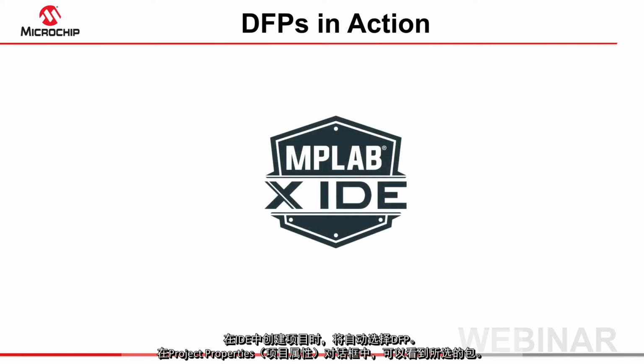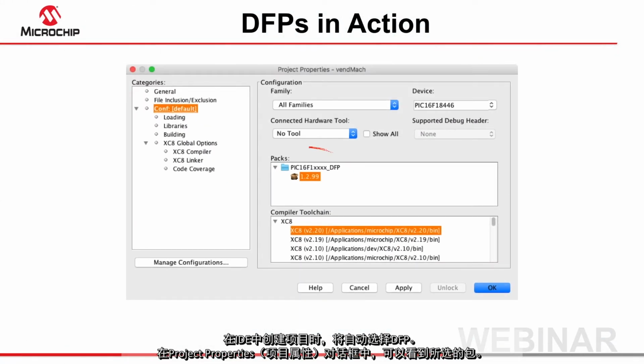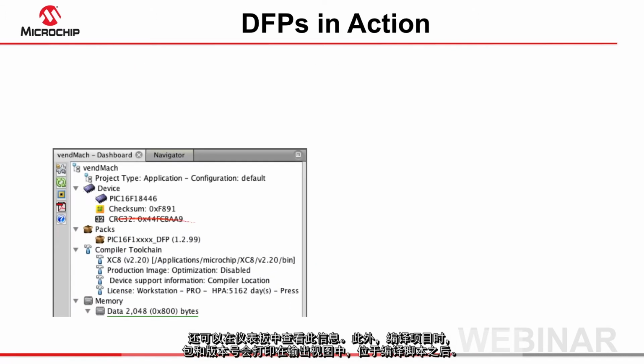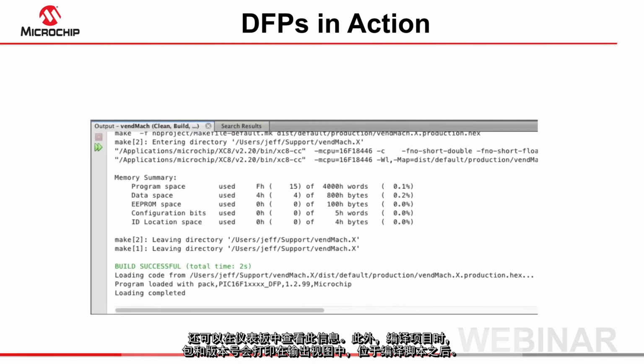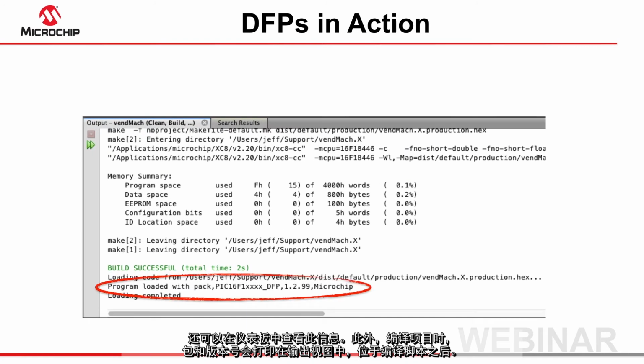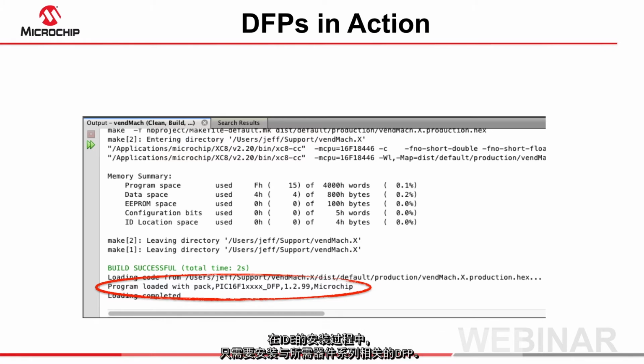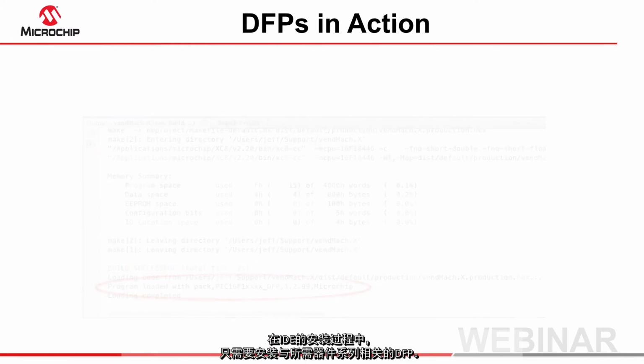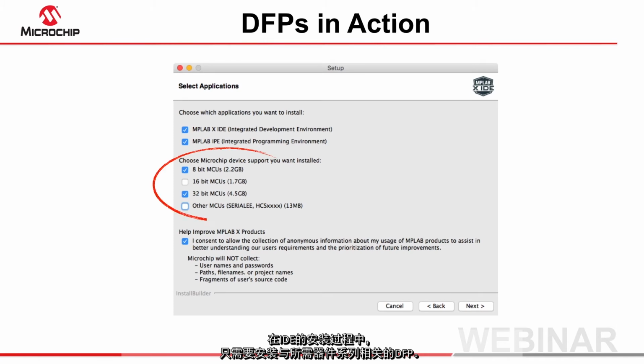When you create a project in the IDE, a DFP will be automatically selected. In the Project Properties dialog, you can see the selected pack. You can also see this information in the dashboard. And when you build a project, the pack and version number is printed in the output view after the build transcript.